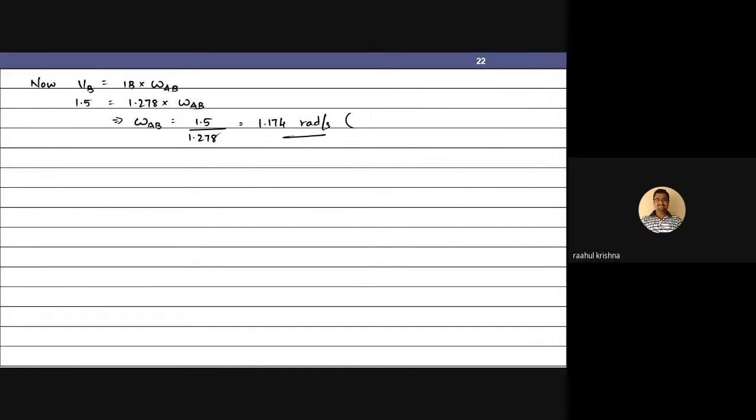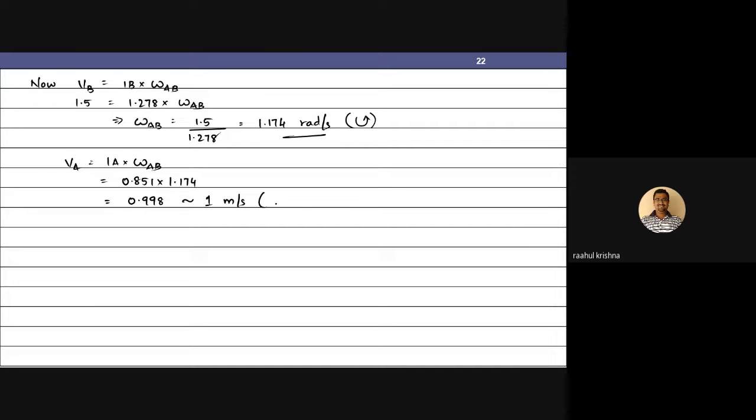And for this omega, what is the direction? The direction is anti-clockwise. Then VA equals IA into omega AB. So IA was 0.851 into 1.174. So VA we are getting as 0.998, equivalent to 1 meter per second.